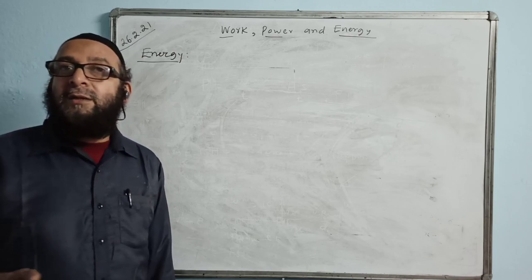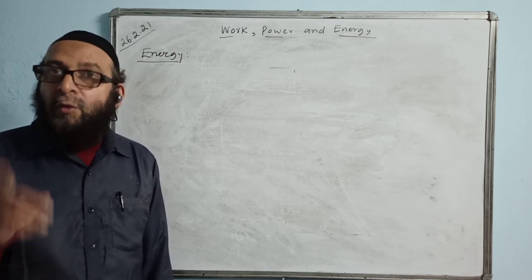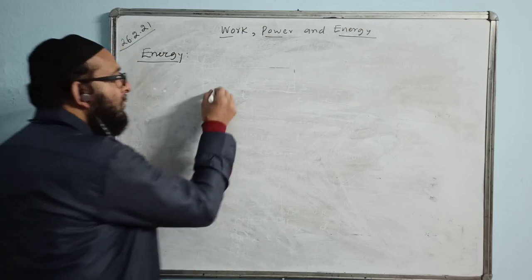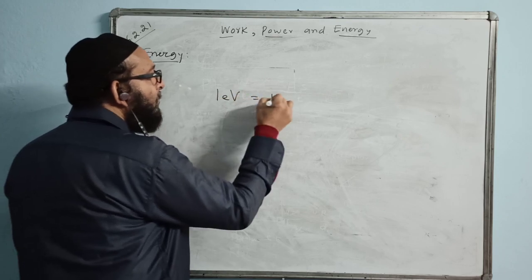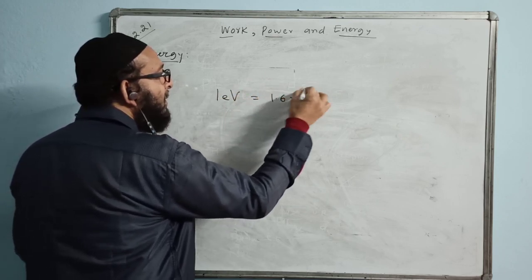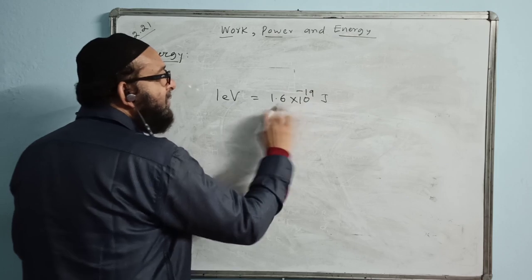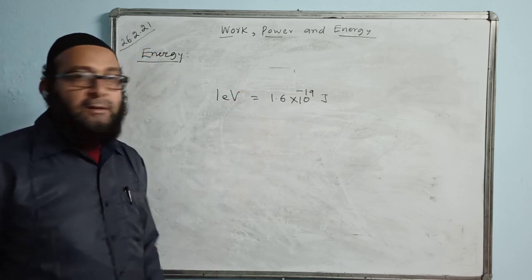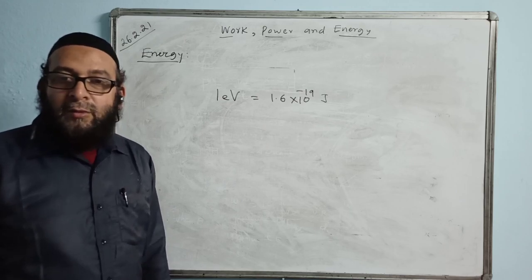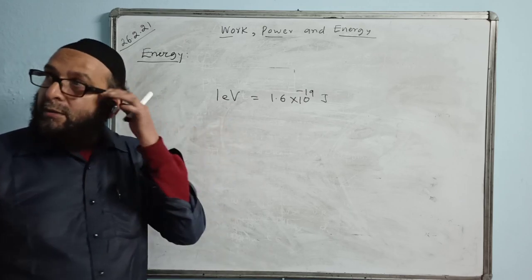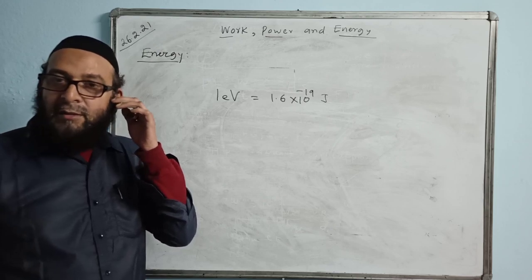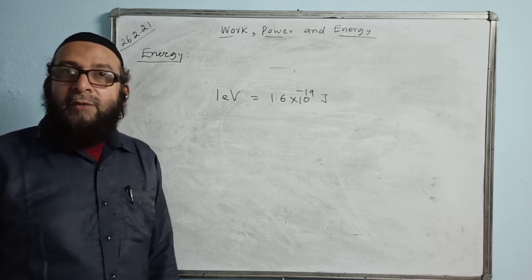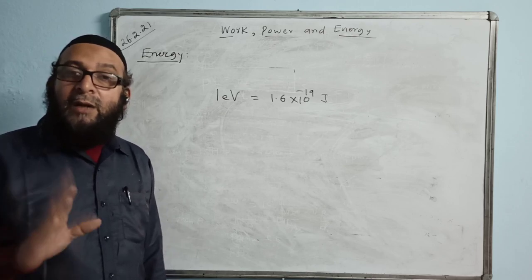Another unit of energy is electron volt, eV. And 1 eV makes how much joule? 1 electron volt makes 1.6 into 10 to the power of minus 19 joule. This is the value of the charge of 1 electron. The charge of a beta particle is this with the minus sign. So electron volt usually measures the smallest quantity of energy, whereas the largest quantity of energy is measured in terms of kilowatt hour.